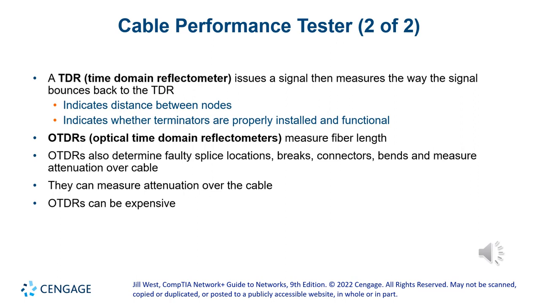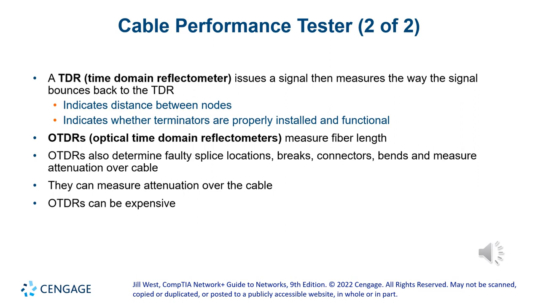Now, if you go to the extreme, you can have a TDR, the time domain reflectometer, which is for copper, or the optical one, and that will measure the distance between the node and the installation, the propagation of the signal, and the performance of everything. The TDRs are quite expensive, but it will test everything.